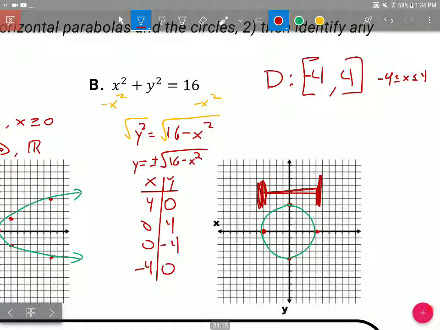All right, your range. Bottom to top. What is the lowest point? Negative 4. What's the highest point? Positive 4. So again, negative 4 to 4. Or you could say negative 4 less than or equal to y, less than or equal to 4. It's been a while since we've seen the compound ones, but that's what it is. Cool? Done.